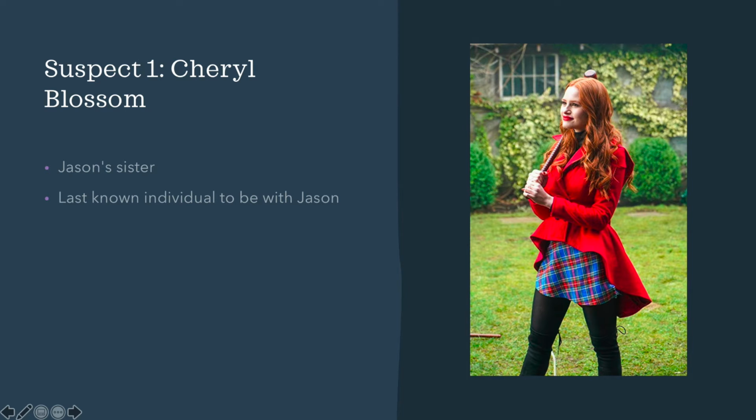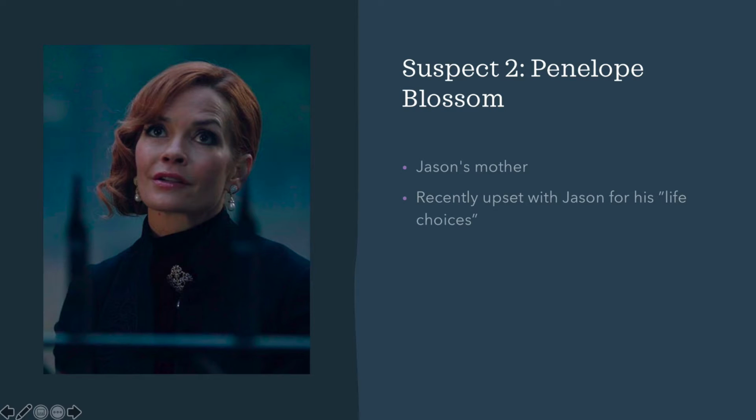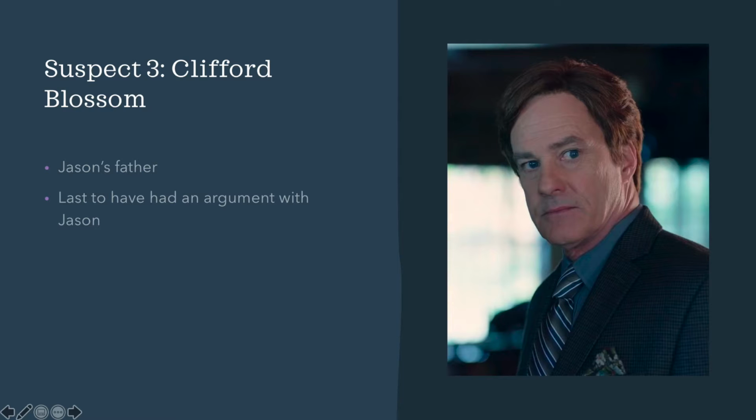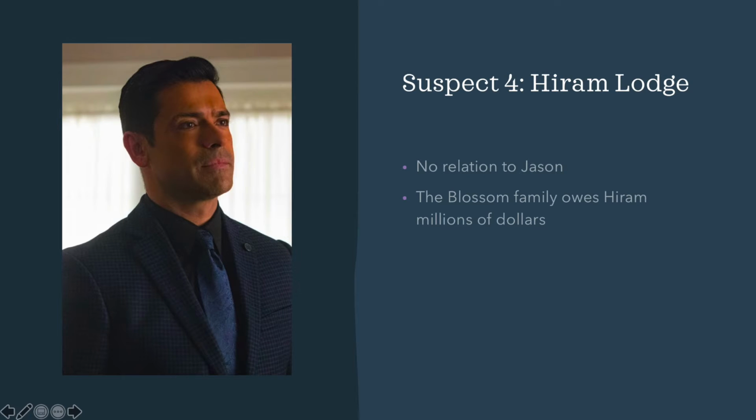Their first suspect was Cheryl, Jason's sister. She was the last to be seen with Jason. The next suspect was Penelope, Jason's mom, who has recently been upset with Jason. Clifford, the next suspect, was Jason's father. He was the last person to have an argument with Jason. Their last suspect was Hiram Lodge. The Blossom family owes Hiram millions of dollars.